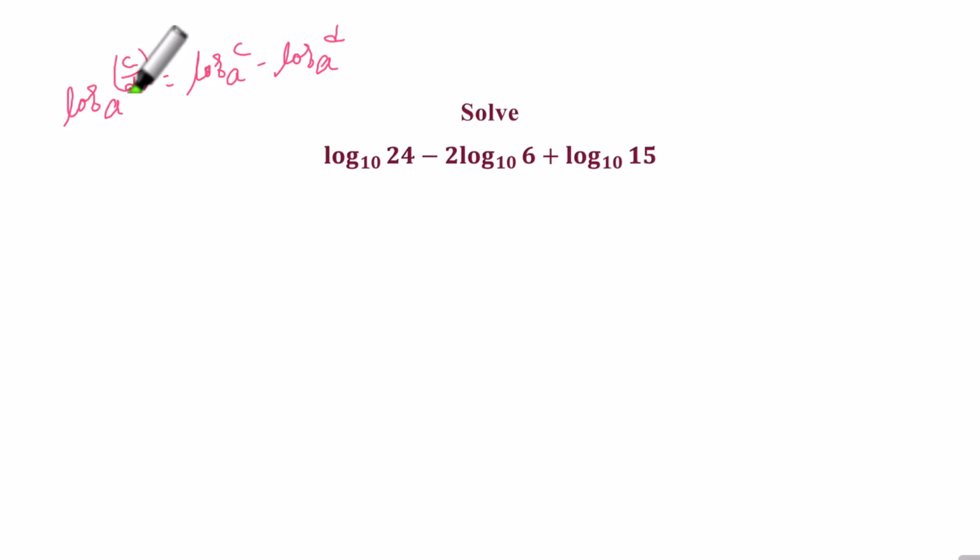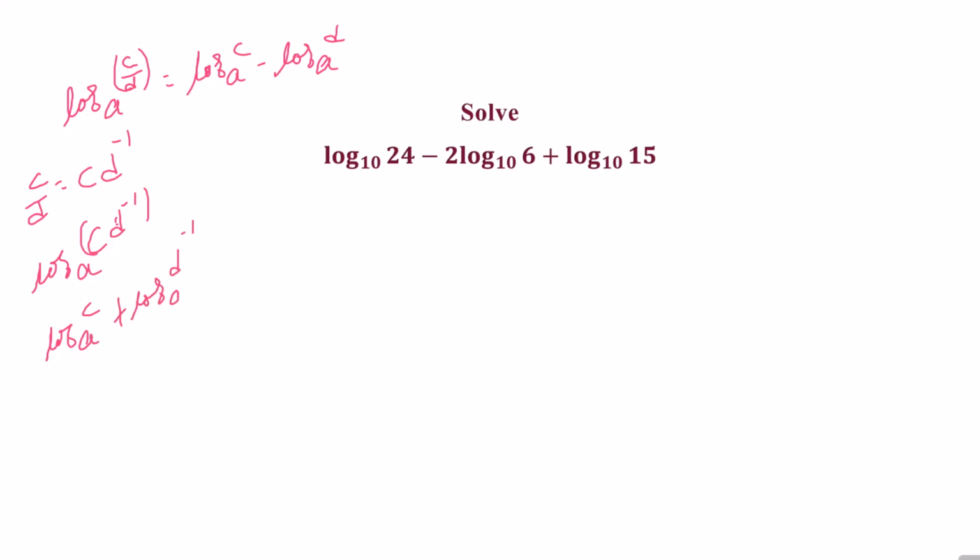This comes from just, you can write c over d as c times d to the power of minus 1. So you can apply the product rule. So logarithm of c times d to the power of minus 1 in base a. So you can use the sum, that means log c in base a plus log of d to the power of minus 1 in base a. So it becomes logarithm of c in base a minus logarithm of d to base a.